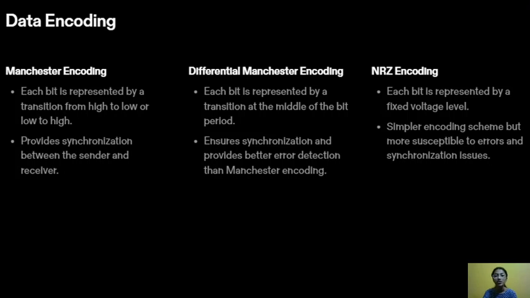In differential Manchester encoding, each bit is represented by a transition at the middle of the bit period, which ensures synchronization and provides better error detection than Manchester encoding. Whereas in NRZ encoding, each bit is represented by a fixed voltage level, a simpler encoding scheme, but more susceptible to errors and synchronization issues.